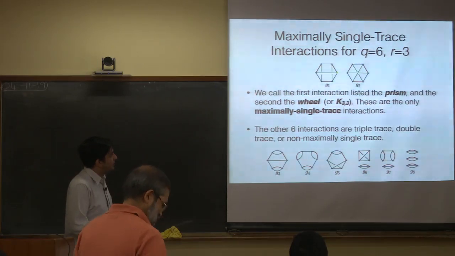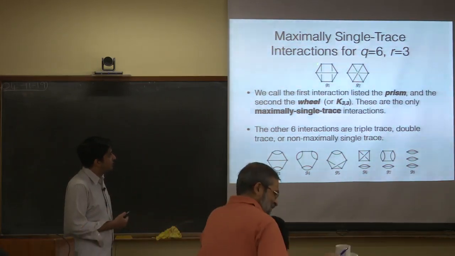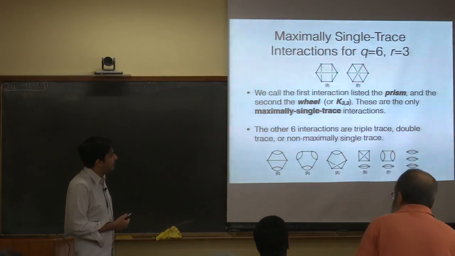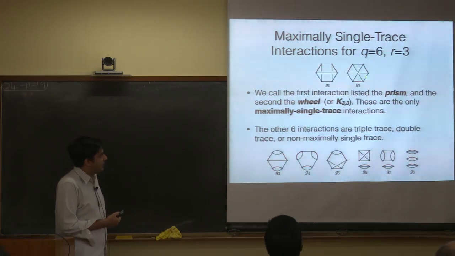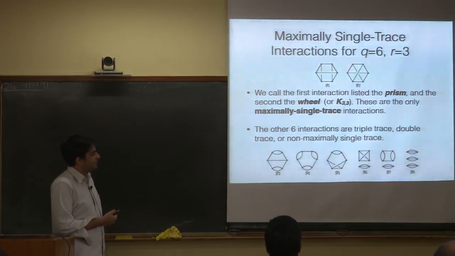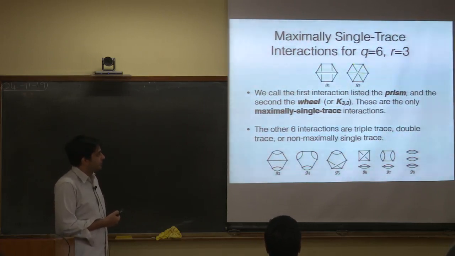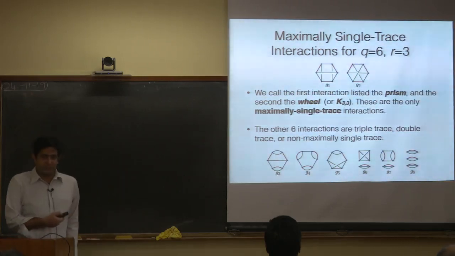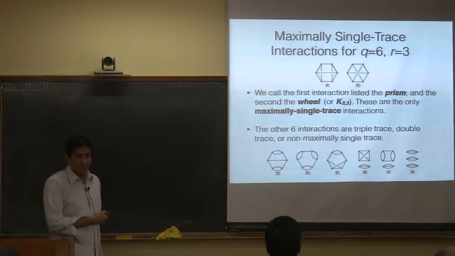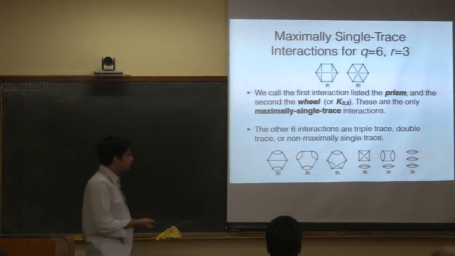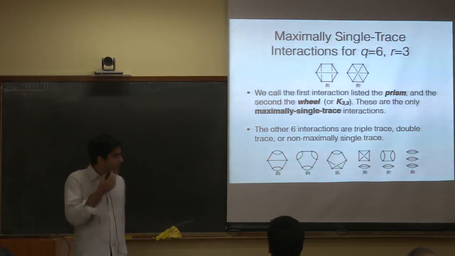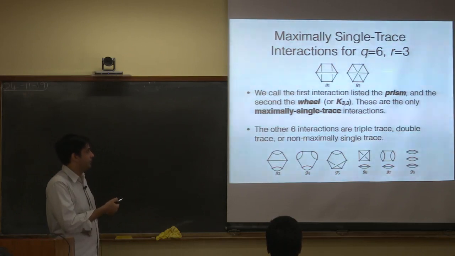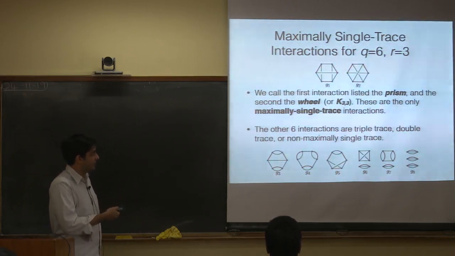The first one we call the prism, and it looks like a prism. The second one I call the wheel. Another name is K33 from graph theory, and that's the simplest non-planar graph. So these are the only maximally single trace q equals 6 interactions. The other ones are double trace. If you solve in the large n limit, these turn out to be not as important, really. So these are the two maximally single trace interactions for q equals 6 and r equals 3.